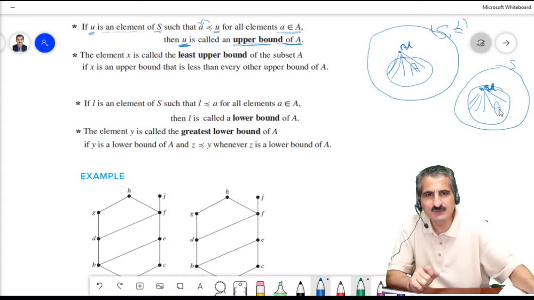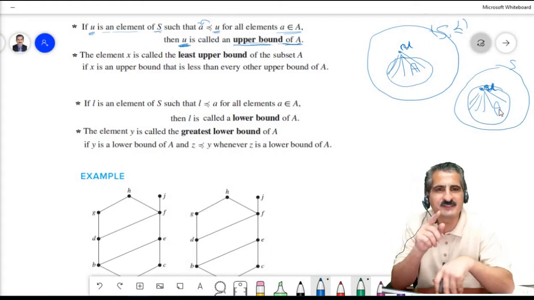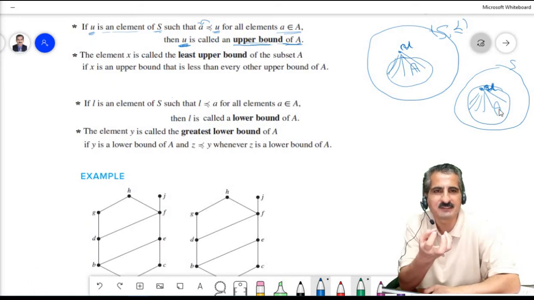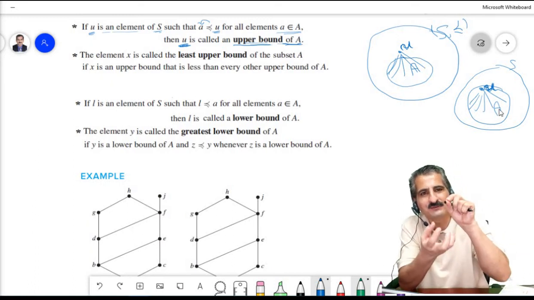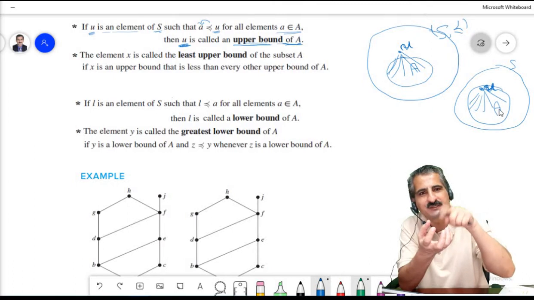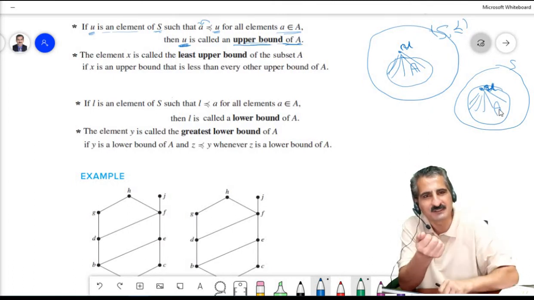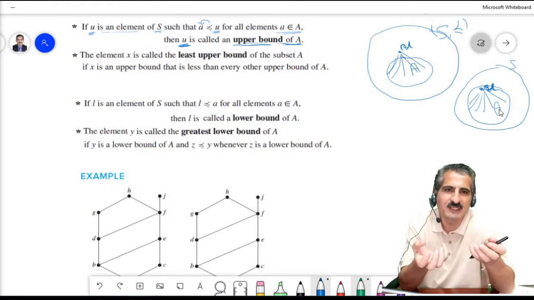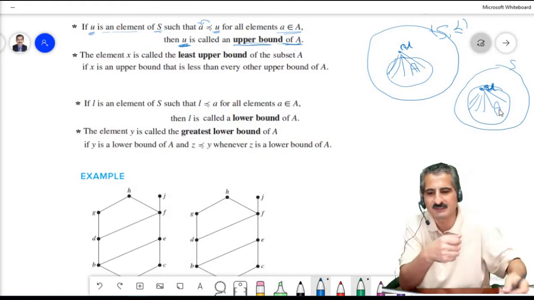So U is an upper bound of a subset. So we are choosing a subset from S. We are using subset capital A. U is an upper bound of A if it is bigger than every element in A. Okay. Now we might have more than one upper bound of the capital A.